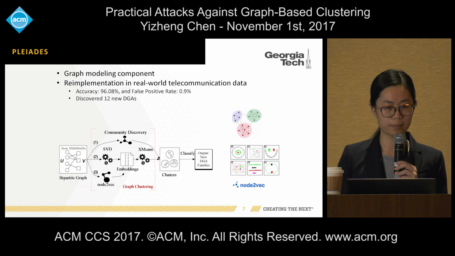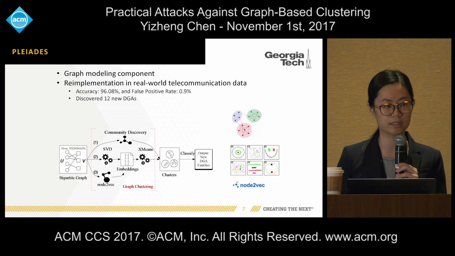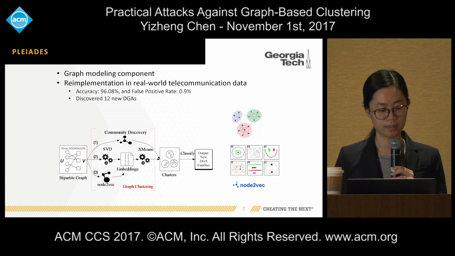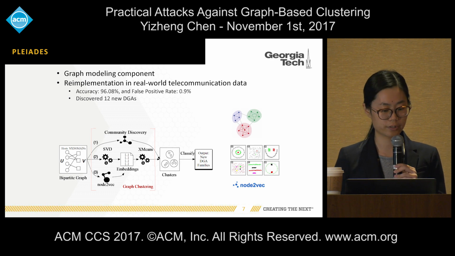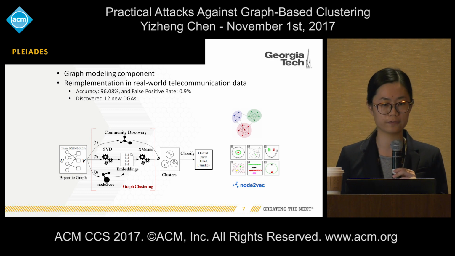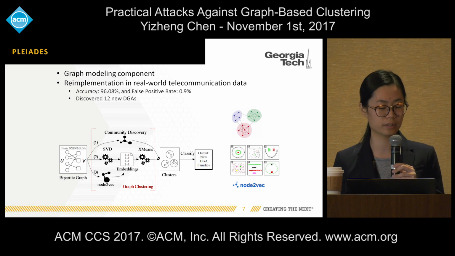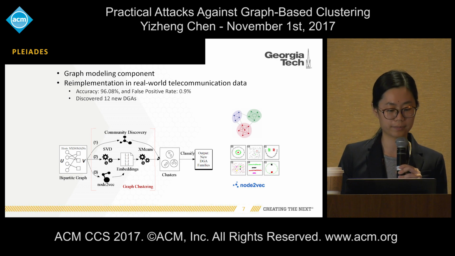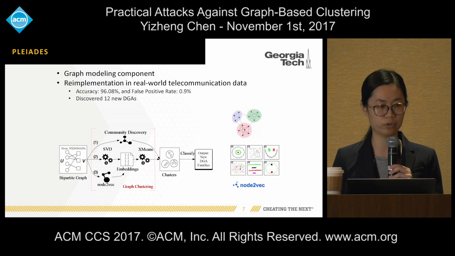So we extended beyond the original system and added community detection, spectral clustering, and Node2Vec as the clustering techniques to evaluate the attacks. After we have the clusters, we extract one feature vector from each cluster, and then we classify different clusters as either new DGA malware families or as probably benign. Our re-implementation used real-world telecommunication data.